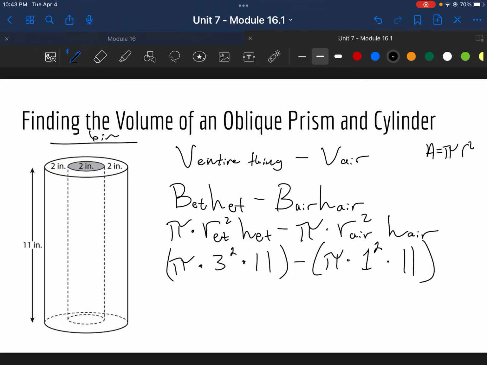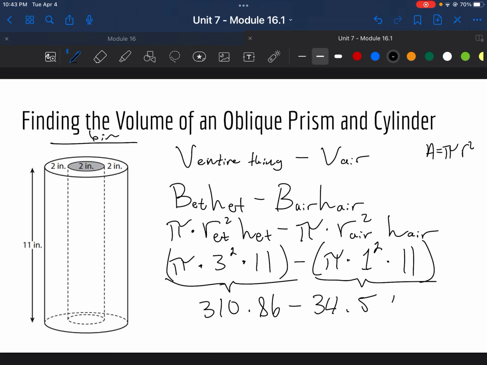So when you put this in your calculator, your calculator is probably smart enough to do this all at once, but for simplicity's sake, we're going to plug it in separately. If we plug this into our calculator, pi times 3 squared times 11, we're going to get 310.86. And now we're going to plug in this separately. So it's going to be pi times 1 squared times 11. And that's going to give us 34.54.